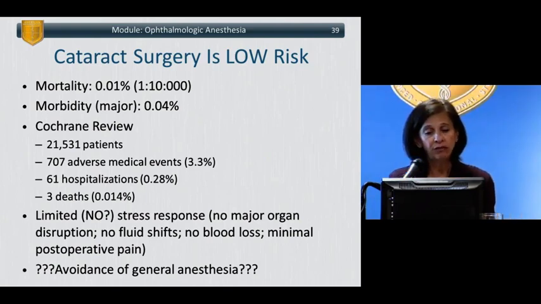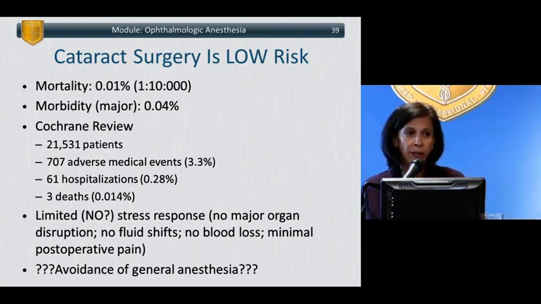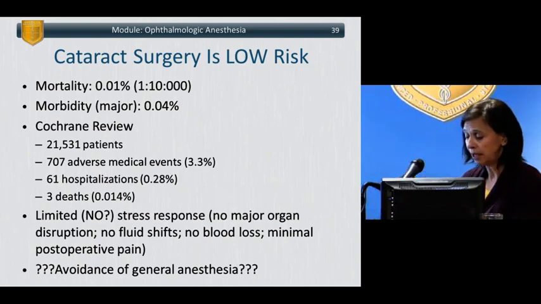So cataract surgery, though, in general is very low risk surgery. The mortality is thought to be about 1 in 10,000. The mortality may not be able to be any lower than that because we typically do cataract surgery on elderly patients with significant comorbid conditions. These patients die for other reasons than just having cataract surgery.